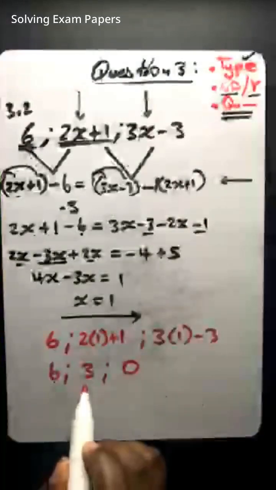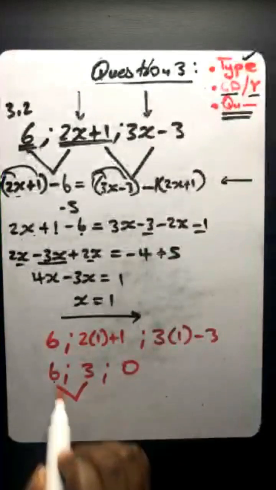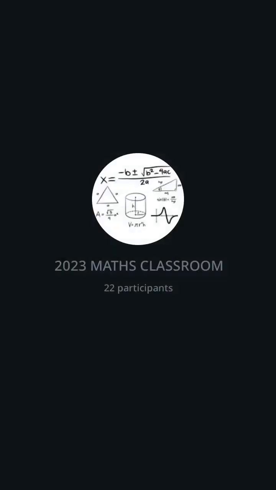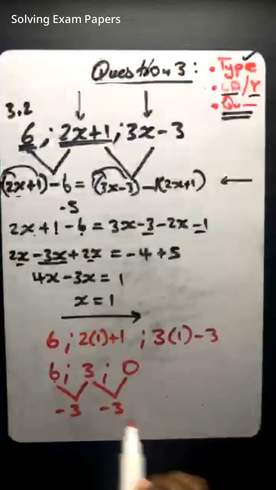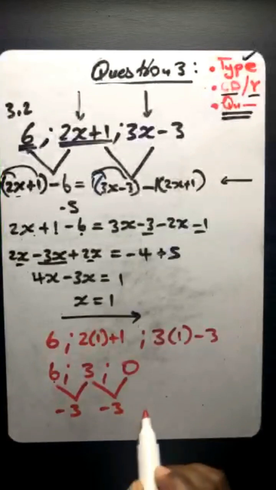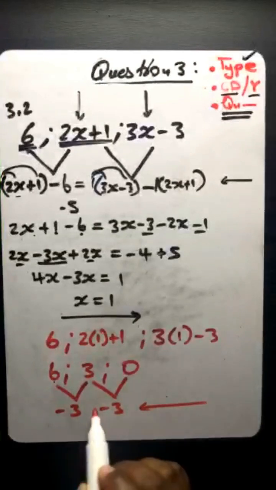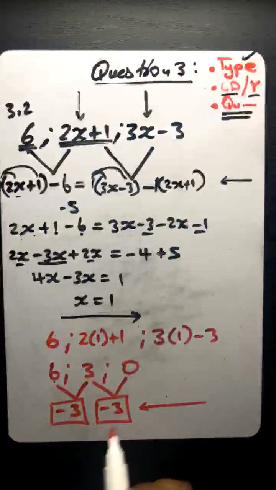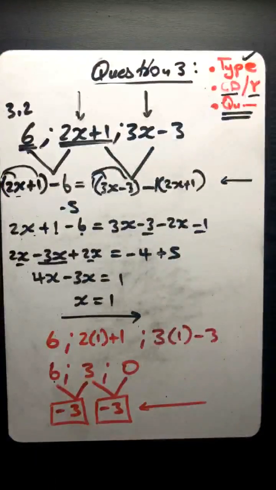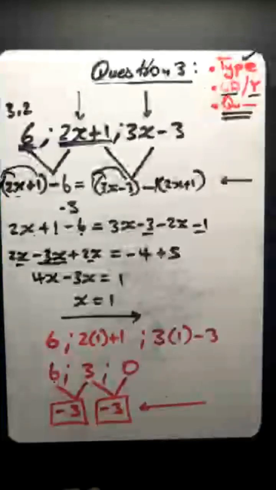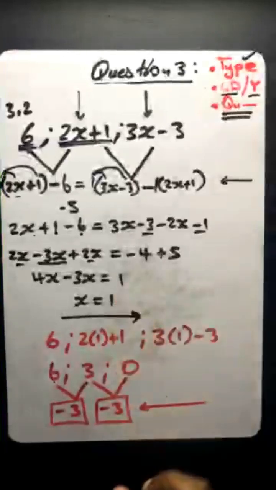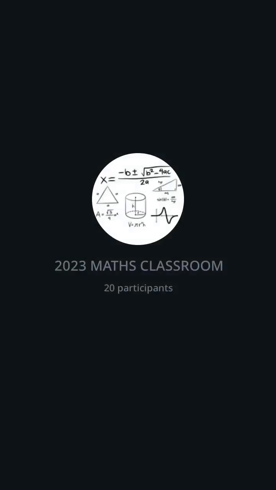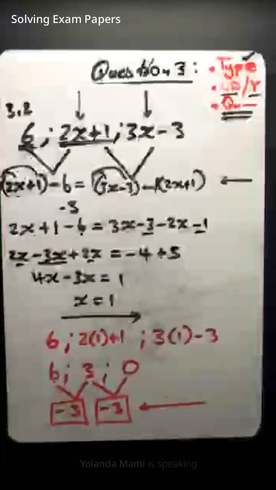So what is 3 minus 6? Is it not negative 3? Yes, it is. What is 0 minus 3? Is it not negative 3? So can you see we are having common difference, which is a confirmation that our answer is correct. If we did not have common difference, then we know that one is not correct. Does it make sense there, Yolanda? Yes, sir.